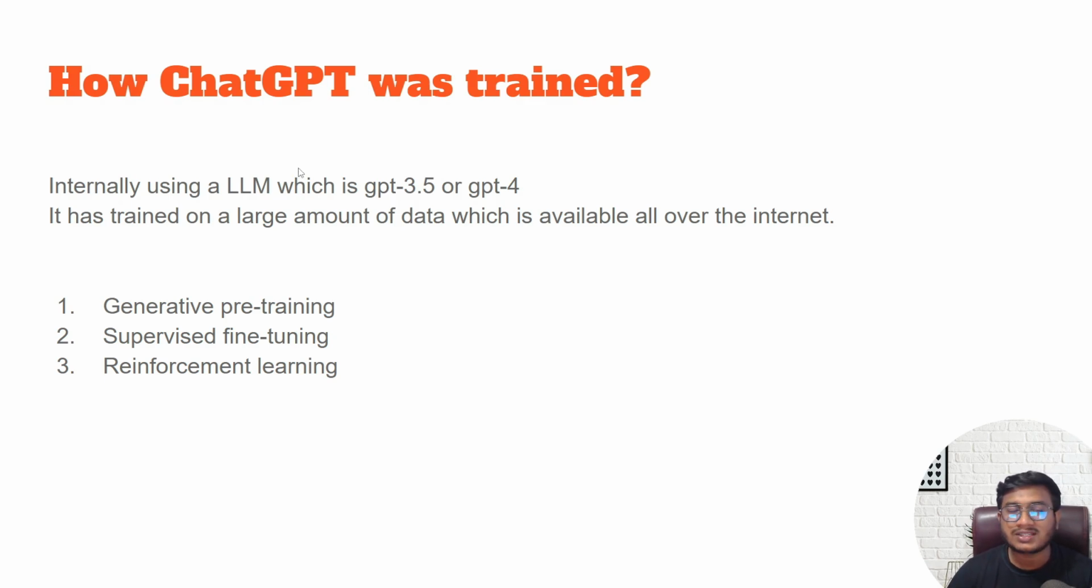Now to train this ChatGPT, they follow 3 steps. The first step is generative pre-training. The second step is supervised fine-tuning, and the third step is reinforcement learning. I'll discuss all of them one by one, no need to worry.